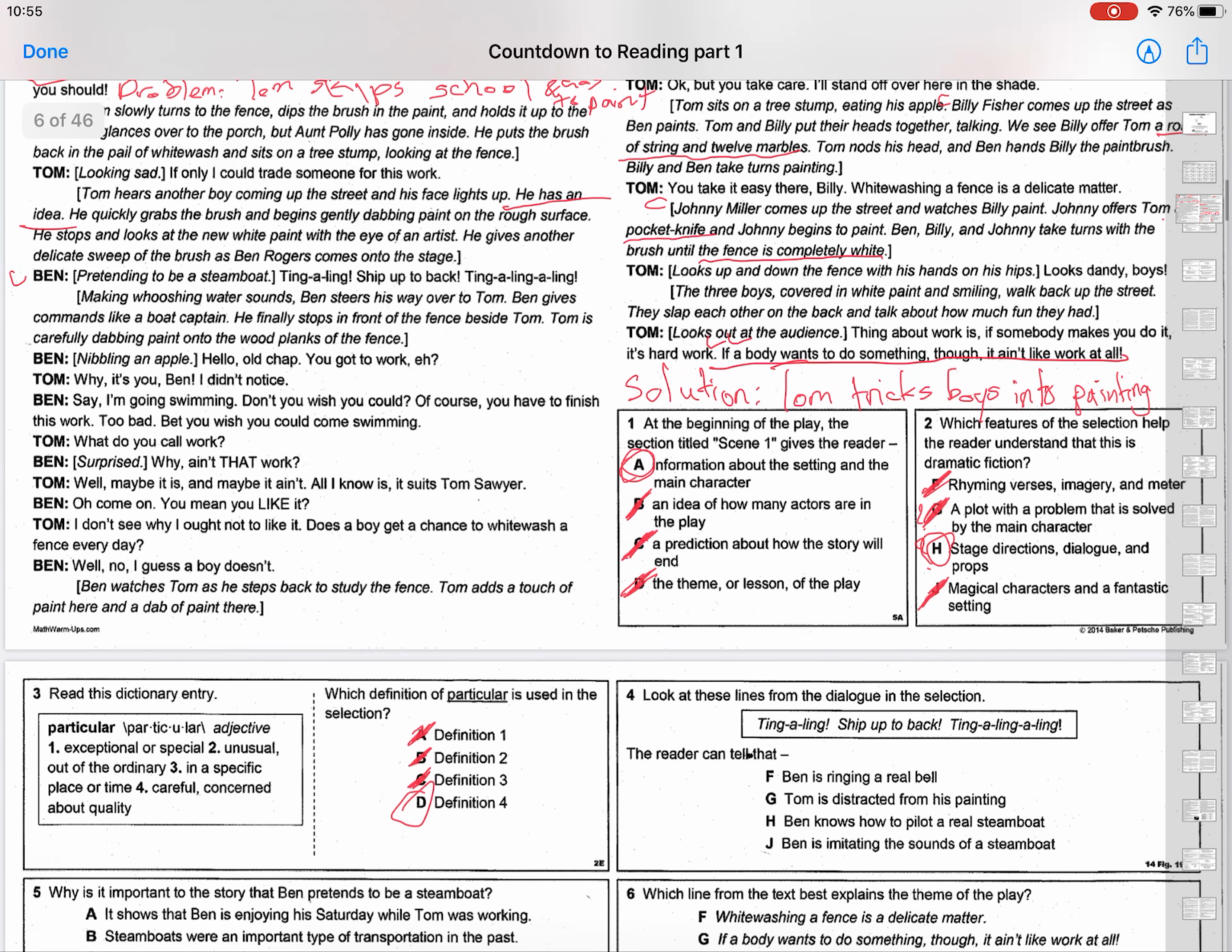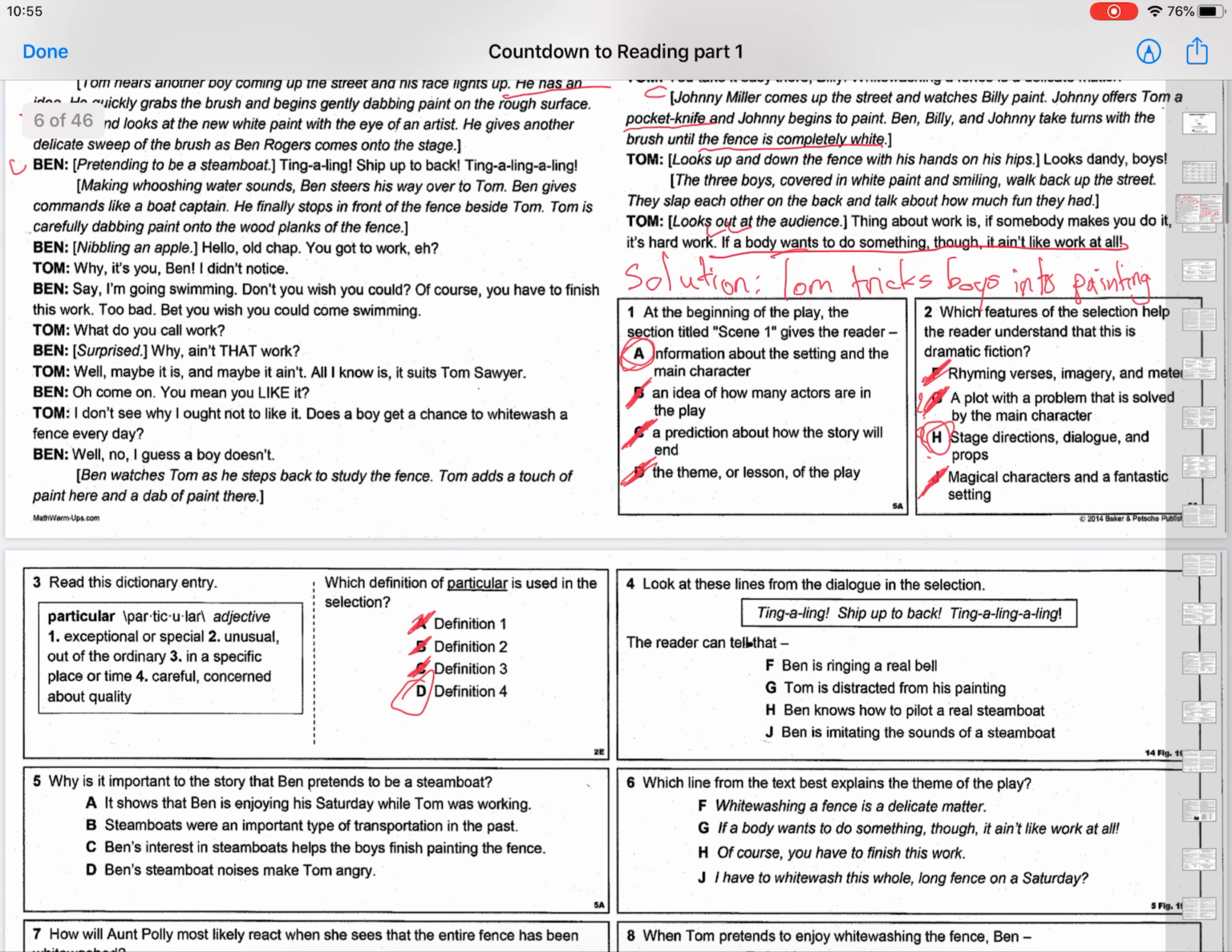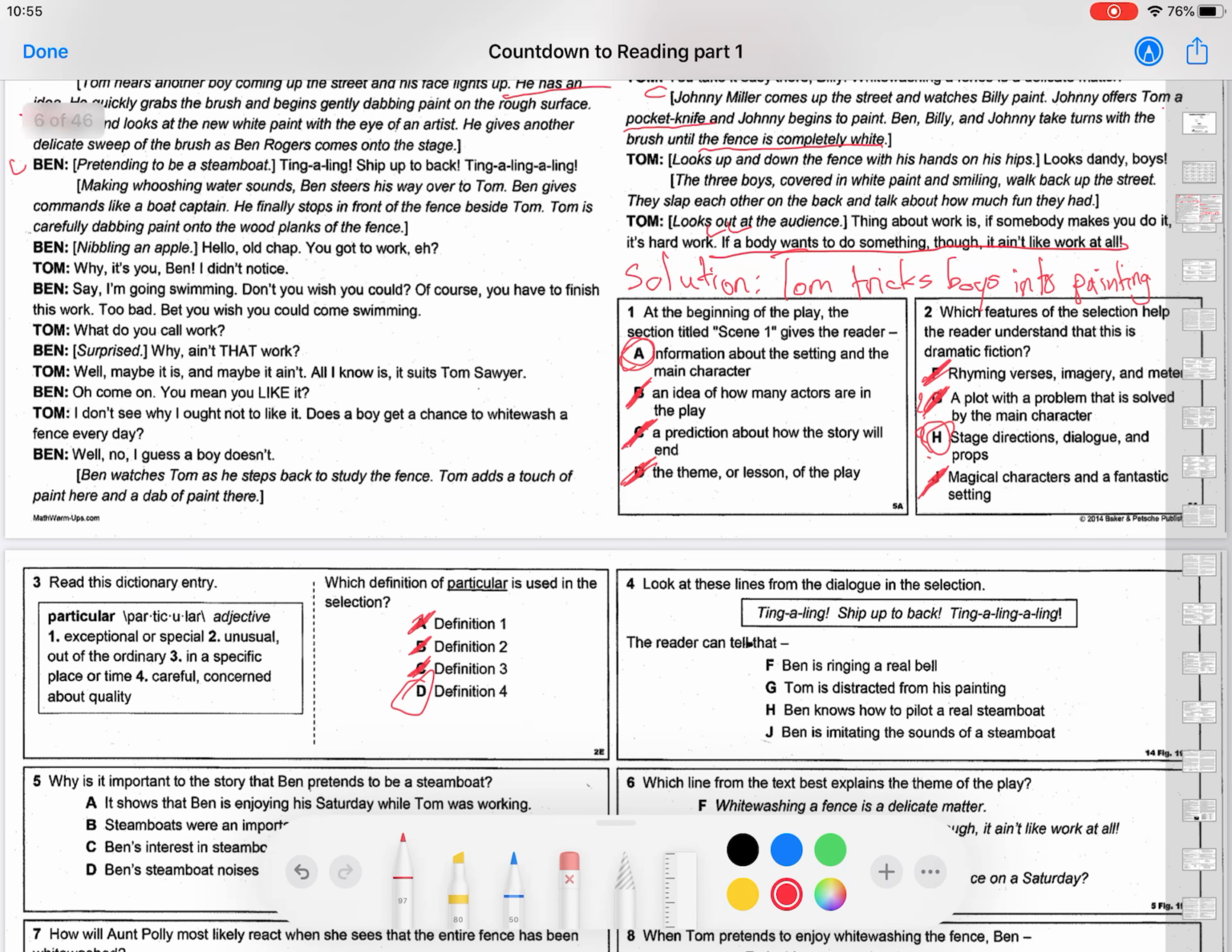Well, if we look back to where that sentence occurs, Ben is pretending to be a steamboat. We know that if he's pretending, he's definitely not ringing a real bell. While it does distract Tom, this doesn't give us any indication. That particular sentence doesn't give us any indication that Tom is being distracted. Just because he imitates a steamboat doesn't mean he knows how to pilot a real steamboat either. Remember, he's just a kid. J, Ben is imitating the sound of a steamboat. Yeah, because Ben is pretending to be a steamboat. That fits perfectly.